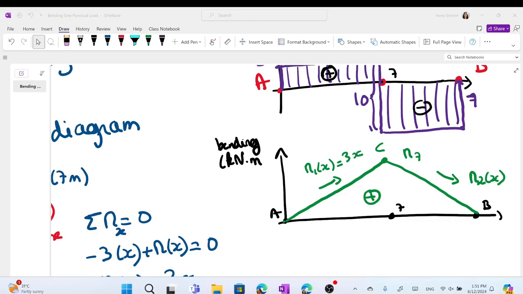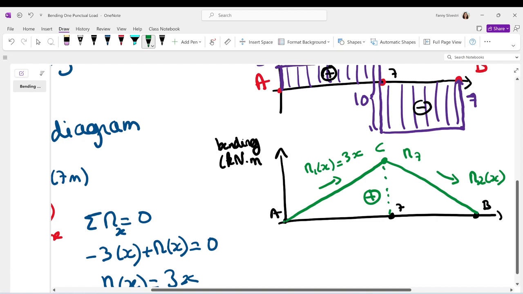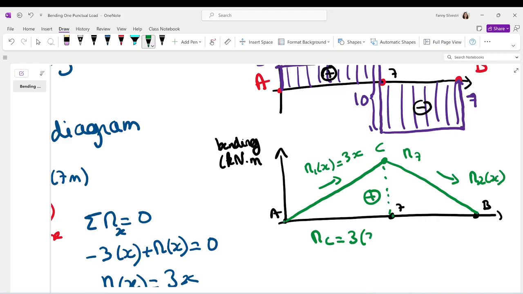So you see it's really easy now to find the moment at point C. The moment at point C will be equal to 3 times x equals 7. So 3 times 7 equals 21 kilonewton meter.